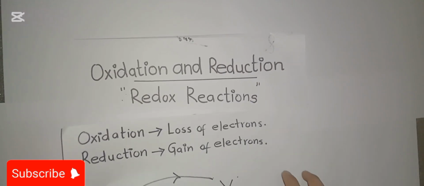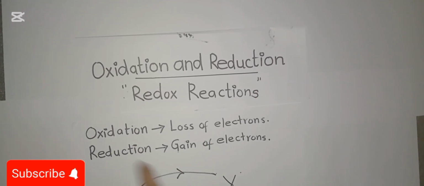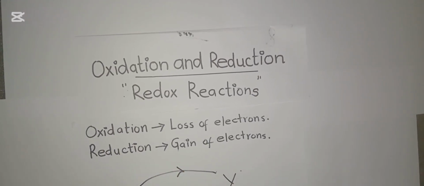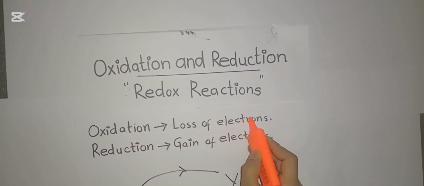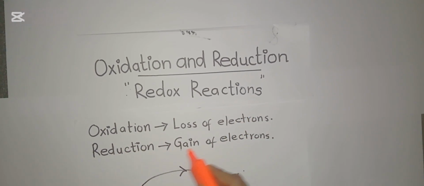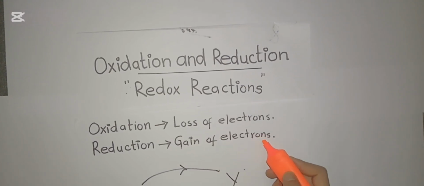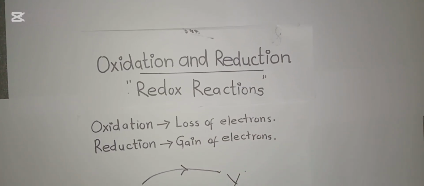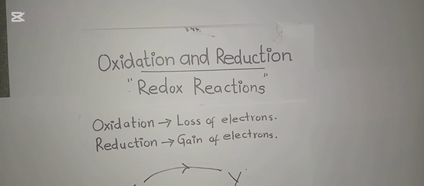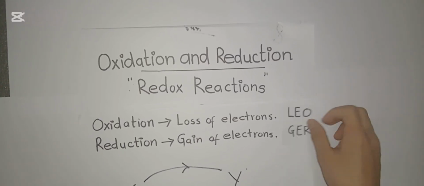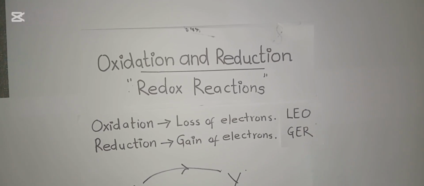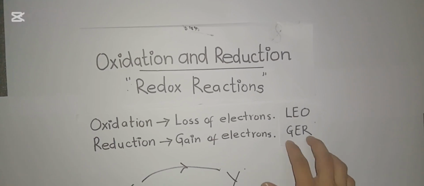Now, oxidation is the loss of electrons, and reduction is the gain of electrons. Now, we have a mnemonic to remember this definition.